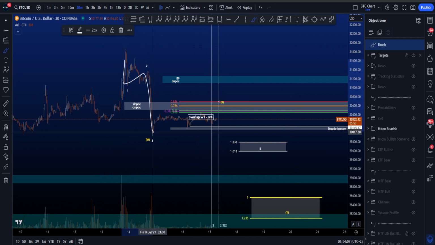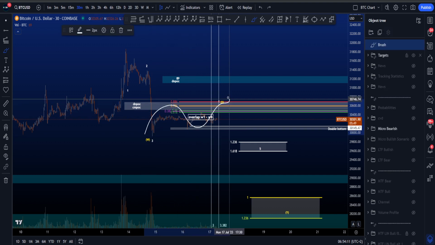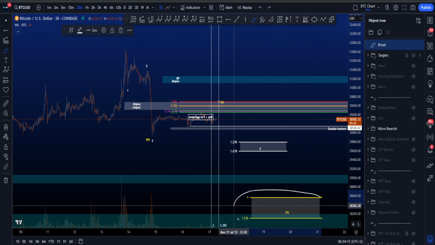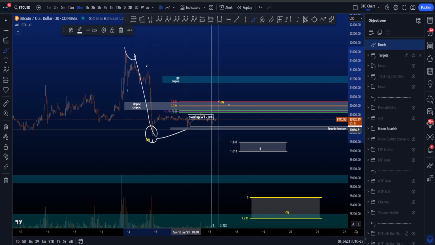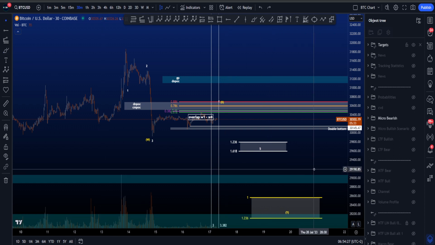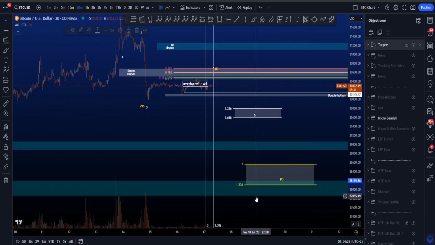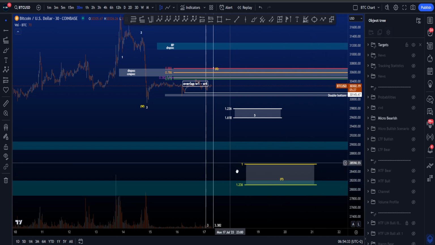So we have a 3-wave structure and then a wave W, followed by a 3-wave structure in a wave X, and then we get a bigger 3-wave structure to the downside in a wave Y, where the most common target for Y is between the 1 and the 1.236, taken from the high to the low of W to the high of X, sitting between 28.6k and 28.1k, which is of course very interesting because it has confluence with this support area here between 27.8 and 28.2k.